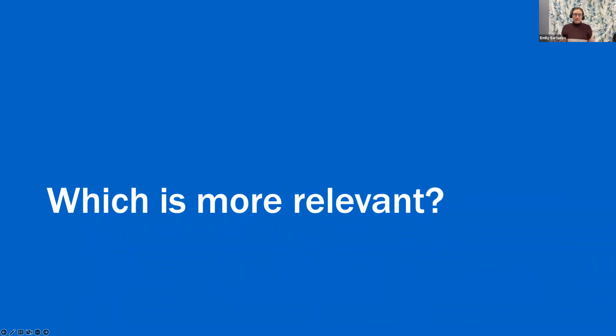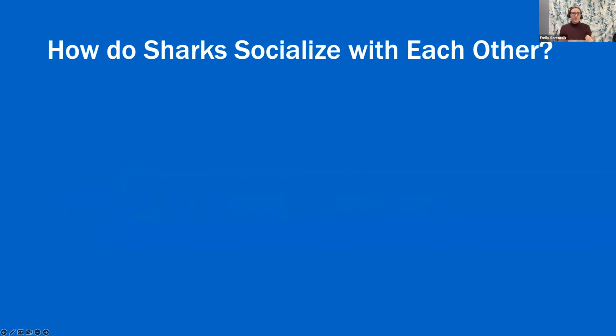And what do I mean by relevant perspectives? Depending on your research question, you may want to explore the perspective of scholars or the perspective of the public. And we're going to work through this with an example. So my research question is, how do sharks socialize with each other? How do sharks communicate with one another? How do they socialize with one another? And so I need to find resources about this topic.